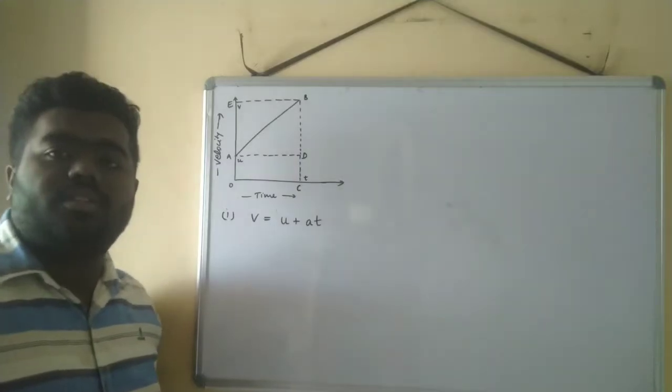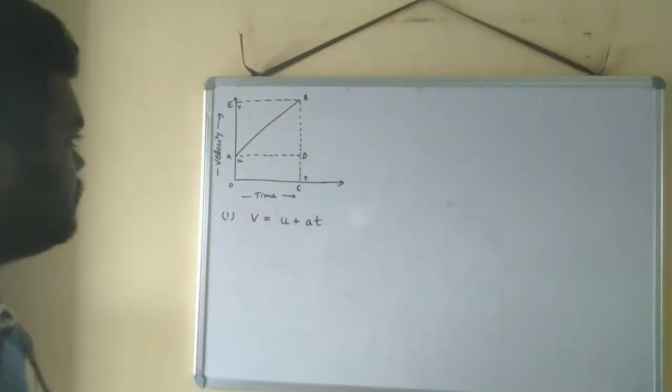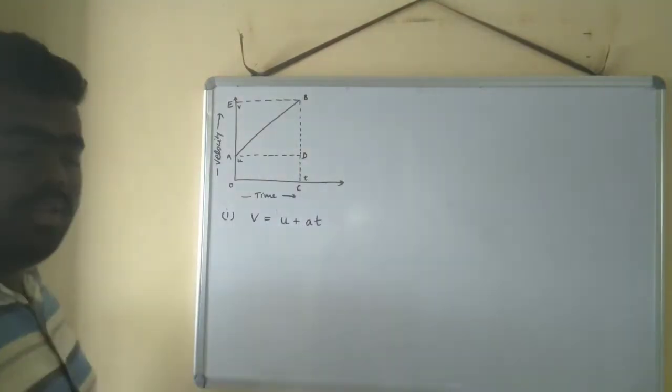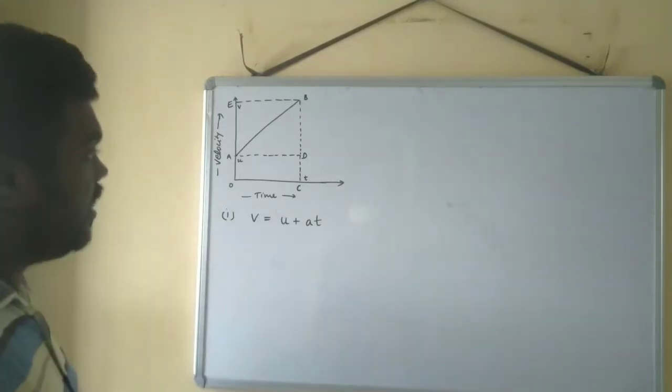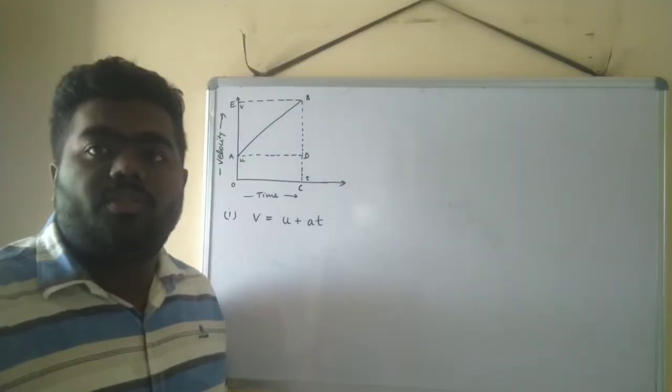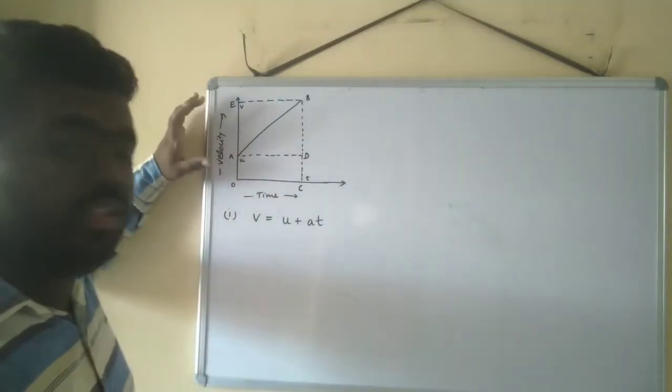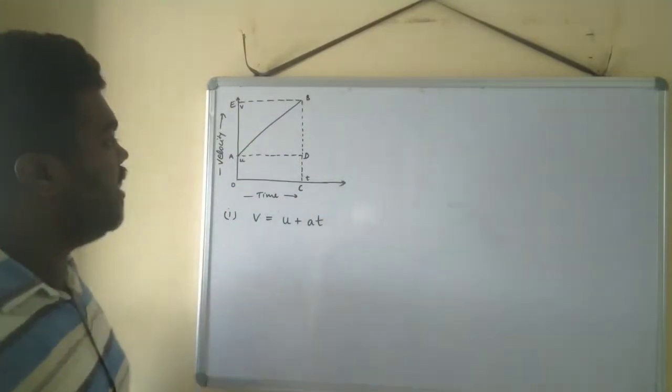We need to prove this equation first. So this will be our proving statement, and we'll start the derivation. Now, before starting the derivation, we should also see the graph. We will understand the graph.